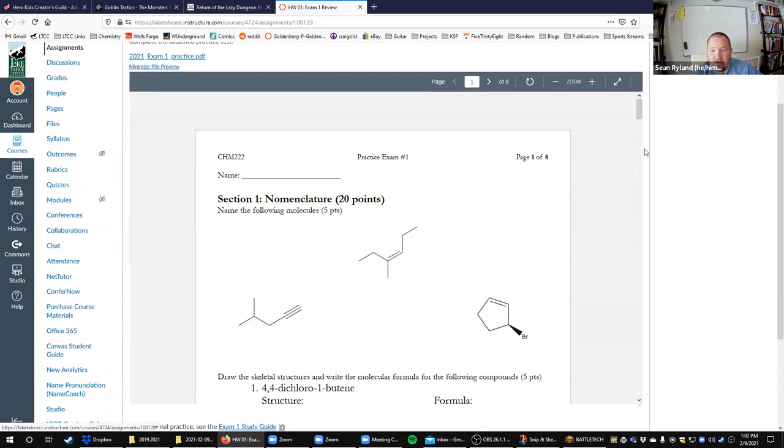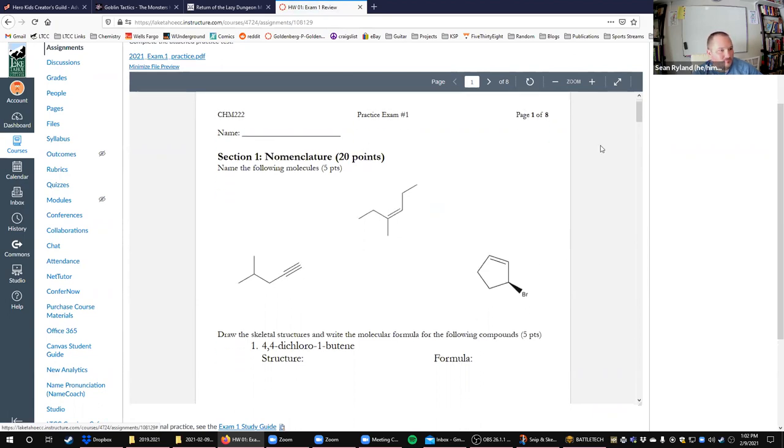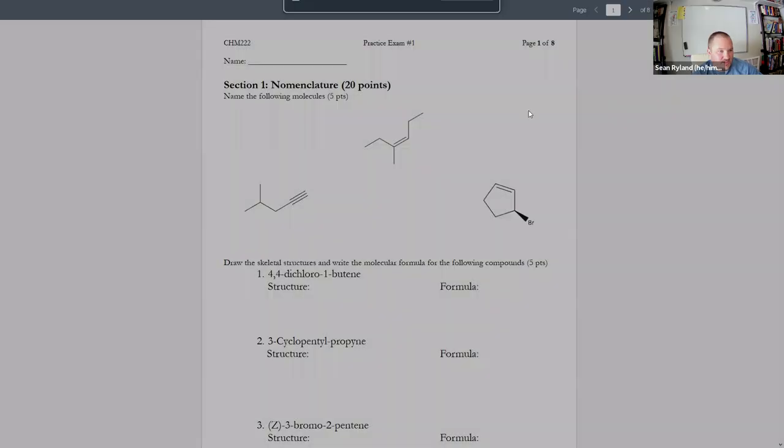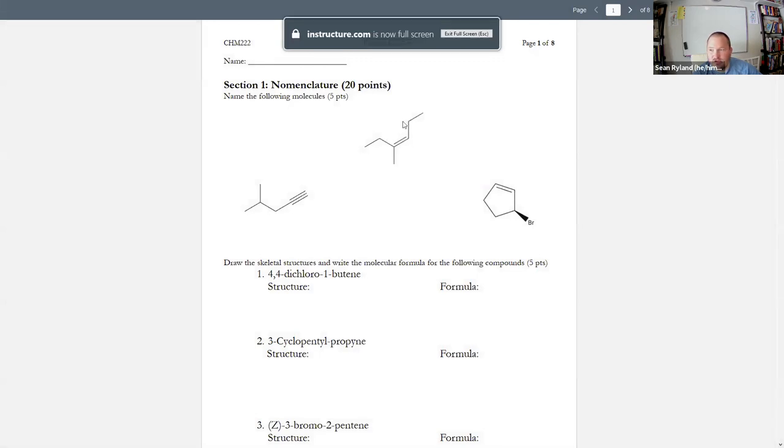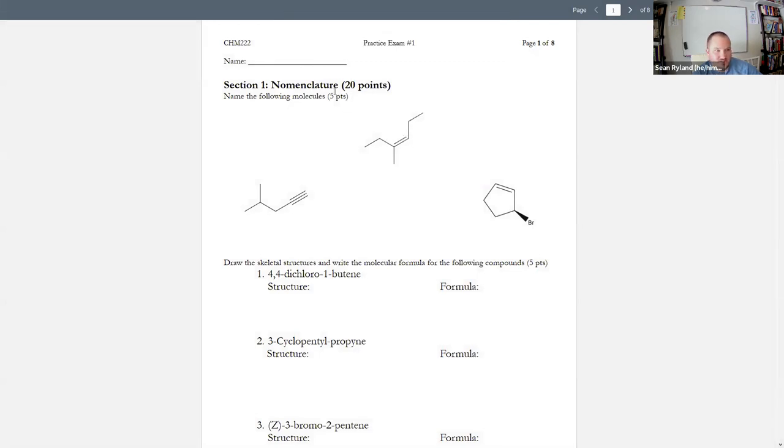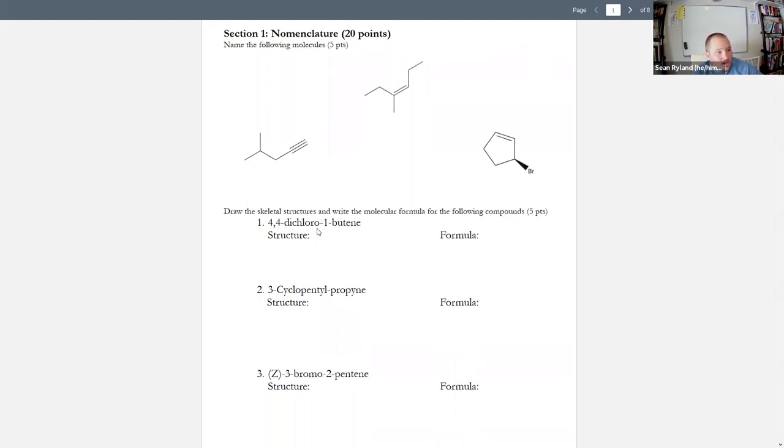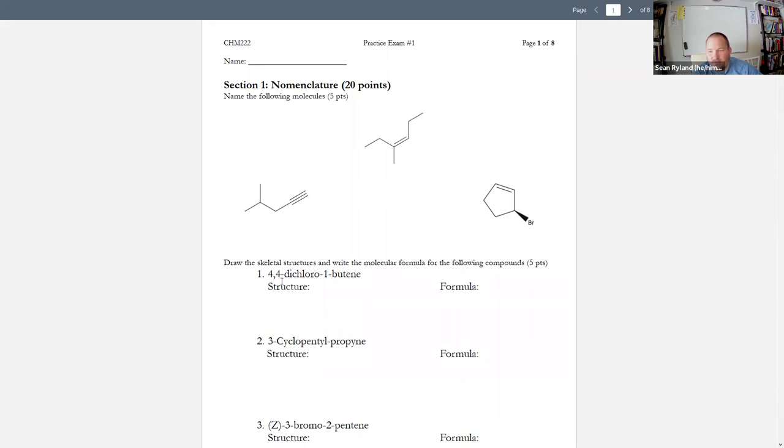Rather than rewrite an entire practice test, I thought you guys would get more out of using this as a review sheet than me just giving you a study guide with no review assignment. So don't be alarmed if it looks slightly different in terms of structure when you start the test, but it'll be very similar as far as how the points are arranged as well. So there'll be some nomenclature, have you name things, have you draw the structure from the names.